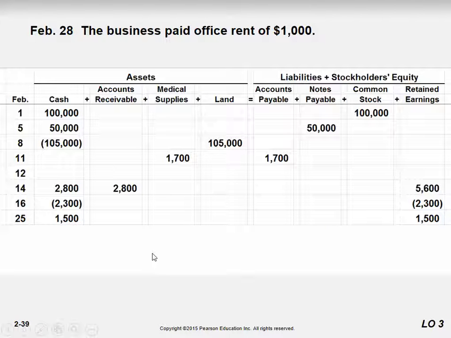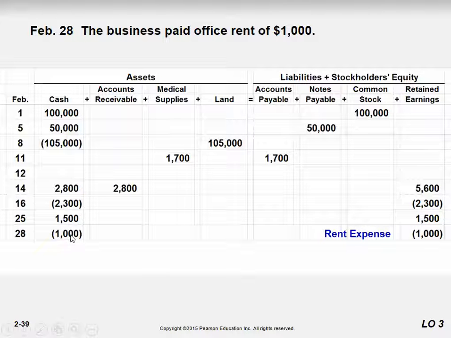The business paid office rent of $1,000. Well, paid means cash is going down, and then of course office rent expense will go up. Notice $1,000 cash down, rent expense is going up, but that has the effect of declining retained earnings. Expense is bad, they drop retained earnings. Revenue is good, makes retained earnings go up. Notice up here in liabilities and stockholders' equity, we don't have the expenses. So what we're being asked with this exercise is what effect does this have on retained earnings?